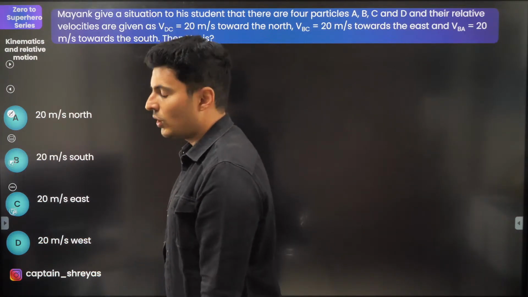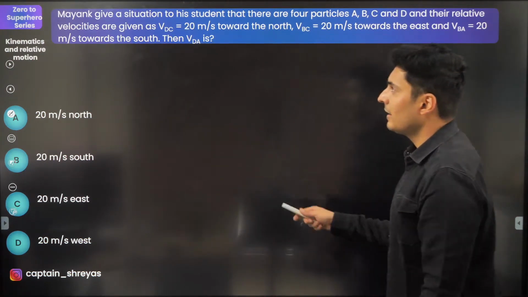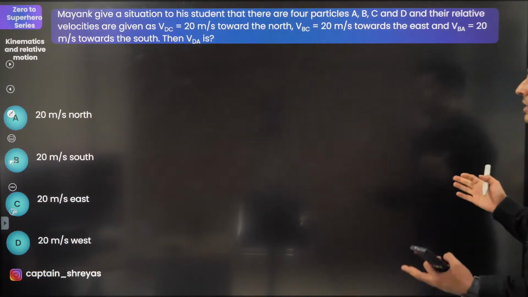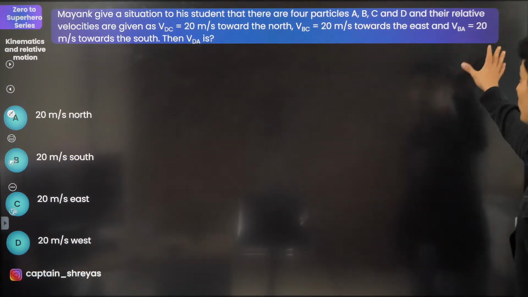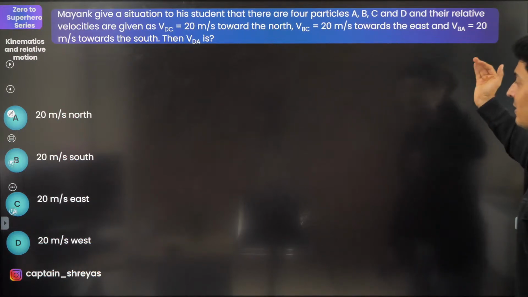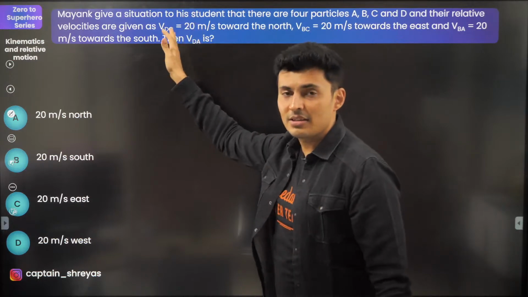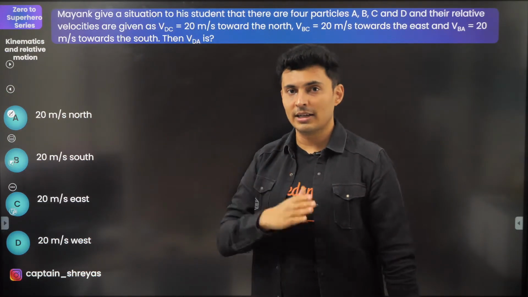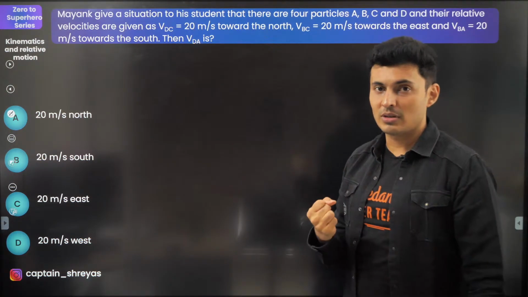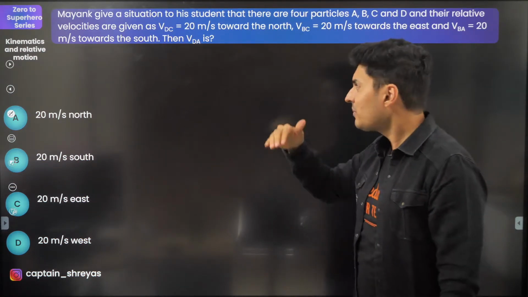Next question coming up on your screen. There is some person who gives a situation to a student where there are 4 particles and velocities relative to each other are given. Find VDA. This is a very tricky question if you don't know the correct method. You will unnecessarily confuse yourself if you try to visualize it.